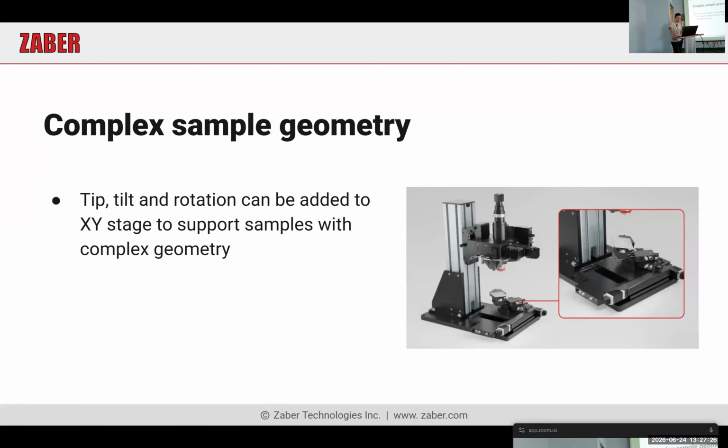Another, probably quite a bit more relevant to materials characterization, and again, we've done Raman projects with this, is if the precise angle and orientation of your sample matters, or if you've got a weirdly shaped sample and you want to make sure that it's always orthogonal to the optical axis, we can add additional rotation and tip tilt to the XY stage, so you can get the full 6 axes, 6 degrees of freedom for your sample.